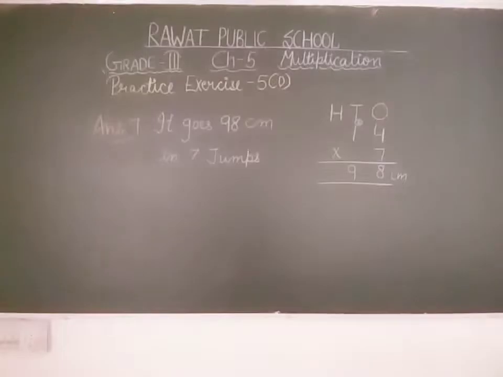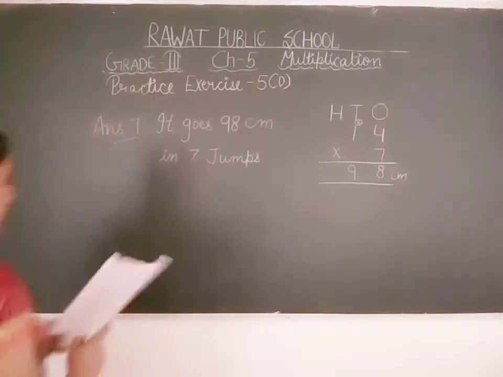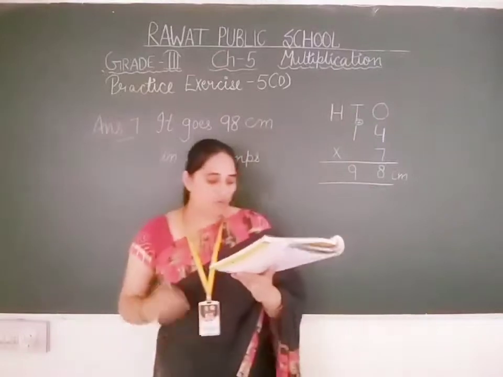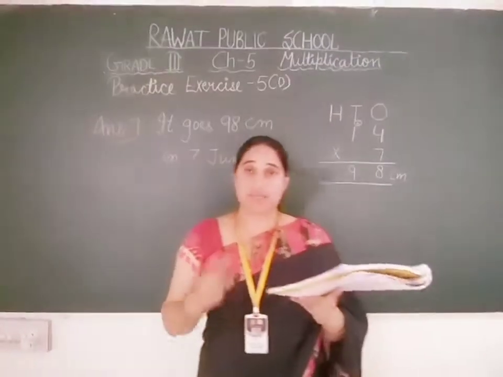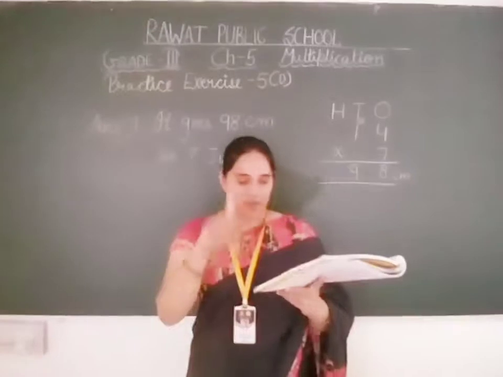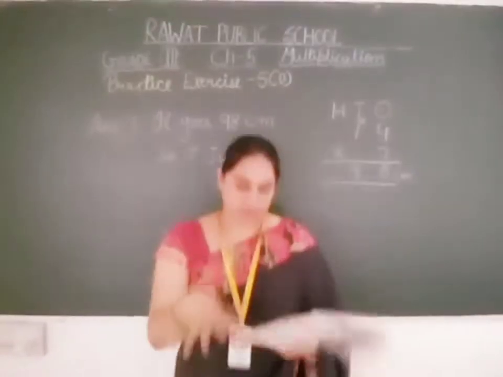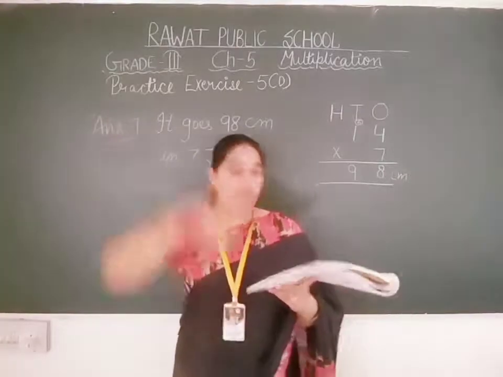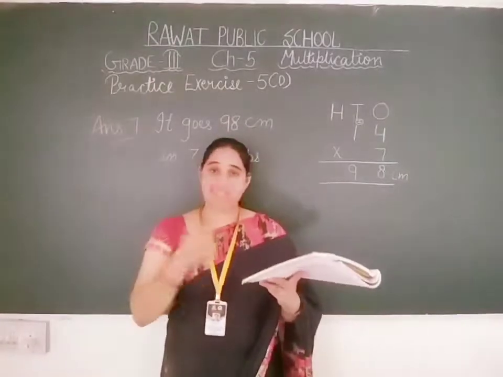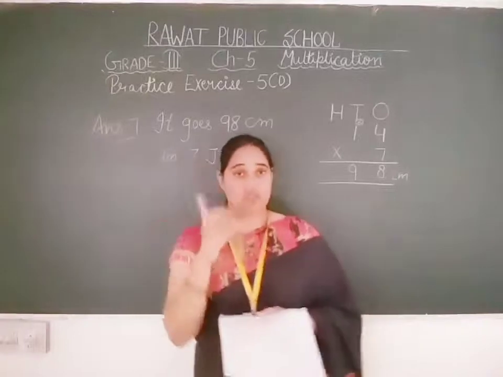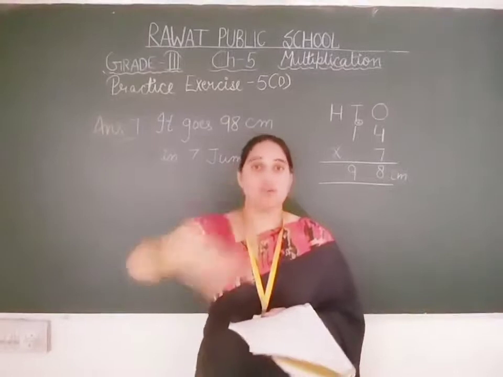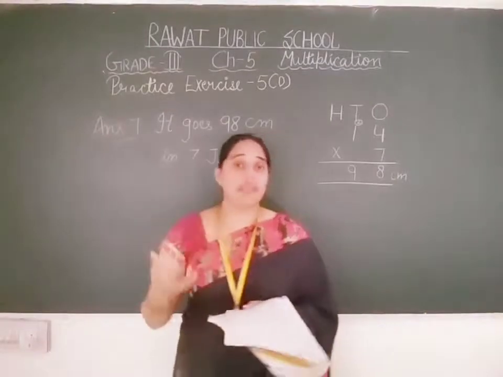Now we talk about the last question, question number 7. I am going to read question number 7, the last question in practice exercise 5D. A grasshopper covers 14 centimeters in every jump. There is one grasshopper, he jumps 14 centimeters in every jump. How far does it go in 7 jumps? If a grasshopper jumps 14 centimeters at once, and he takes 7 jumps, how far can he go?